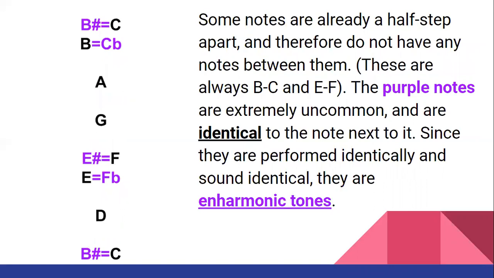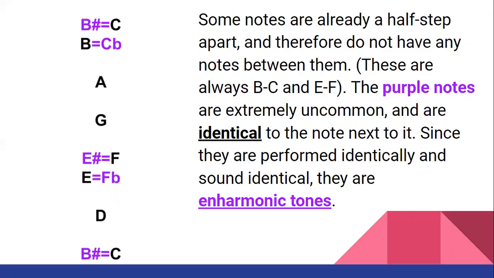There are some other enharmonic tones as well. You'll notice from our piano diagram earlier, there were no B sharps, C flats, E sharps, or F flats. And that is because they are extremely uncommon. But here's why. Do you remember how it is already a half step between E and F? That means that if you raise E a half step, it's just going to be F. So that's why instead of writing E sharp, we just write F.